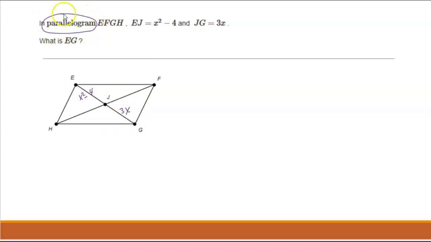So here's our clue word. It's a parallelogram. It tells us, and we've labeled one of the diagonals. Well, just like we learned and reviewed, we know diagonals of a parallelogram bisect each other. So that means these pieces must be the same. So that's the big clue that's going to help us set up our problem. So we know x squared minus 4 is equal to 3x.